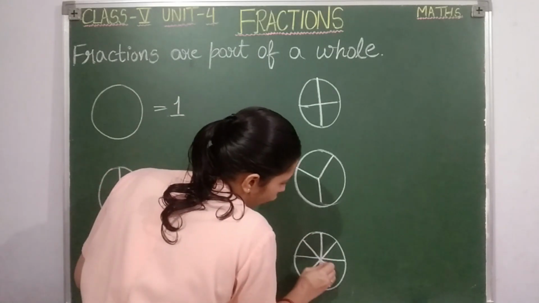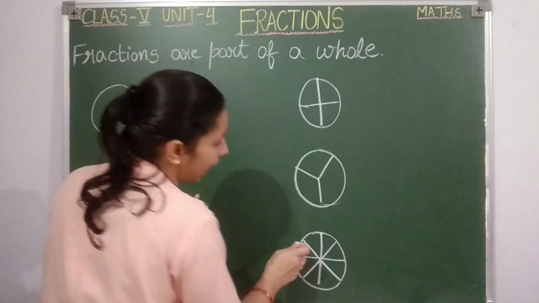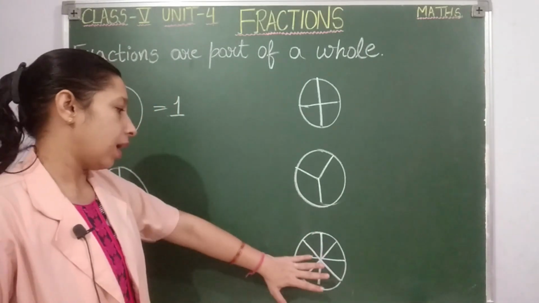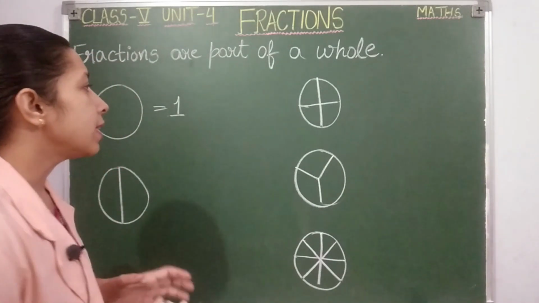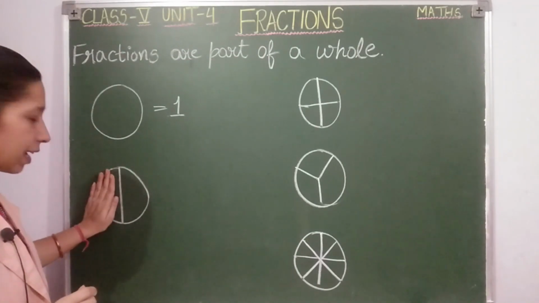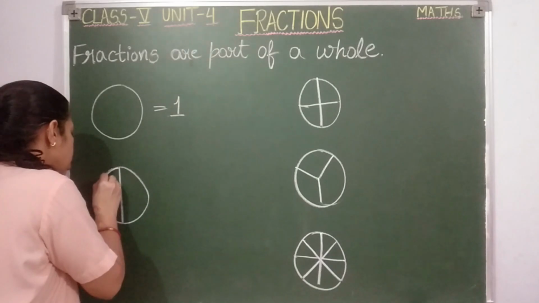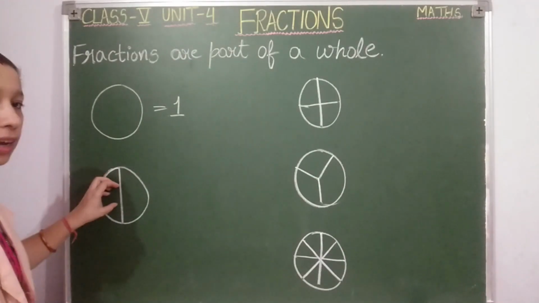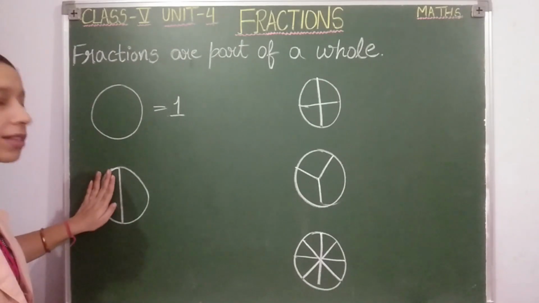Let us see how many parts now. 1 2 3 4 5 6 7 8 parts, students. This circle I have distributed into 8 equal parts. So students, now I am asking you, tell me how much is this circle. I am not asking about the total circle. I just want to know how much is this circle. So by seeing, you can say that this is just the half circle.